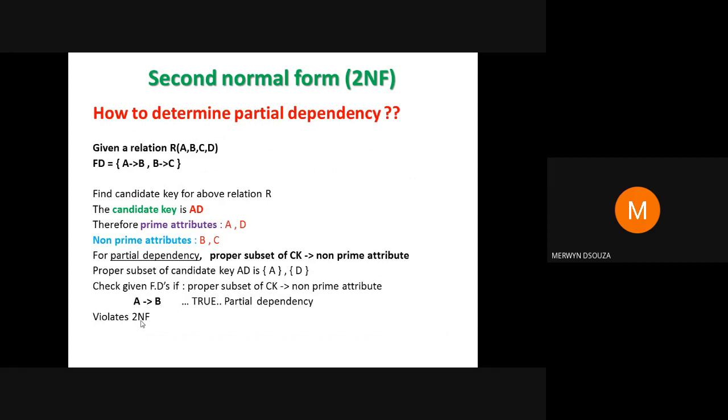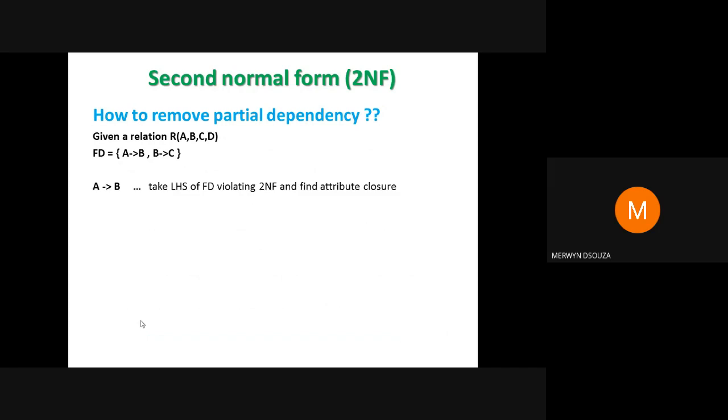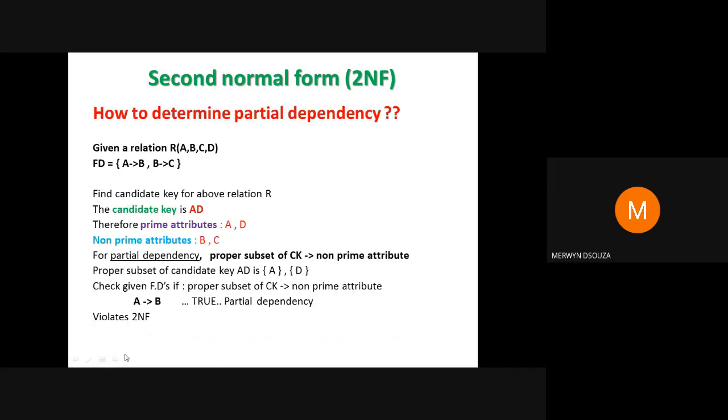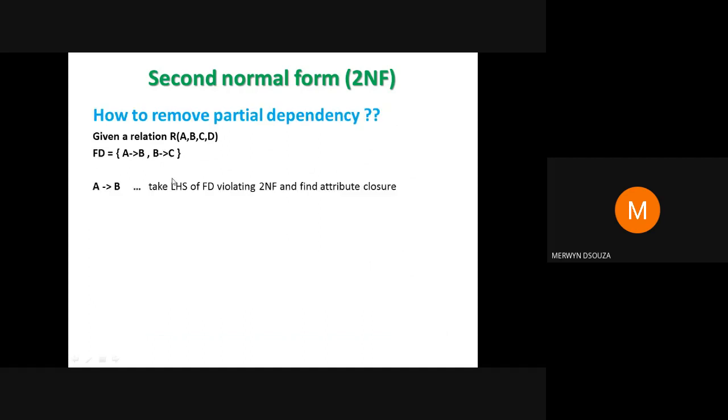Since it's violating the second normal form, we now need to remove this partial dependency from relation R. To do that, we take the violating functional dependency, A determines B. Take the left hand side of that functional dependency, that is A, and find the attribute closure. The attribute closure we get is ABC. Again, how to find attribute closure has been taught in a different video, so if you don't know how to do that, please check that video.